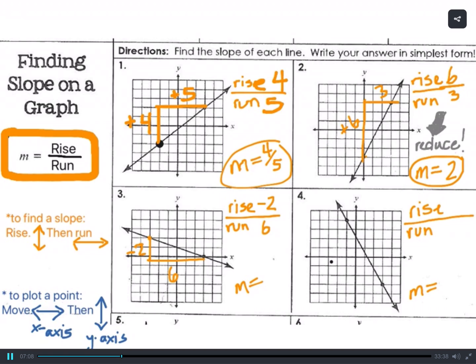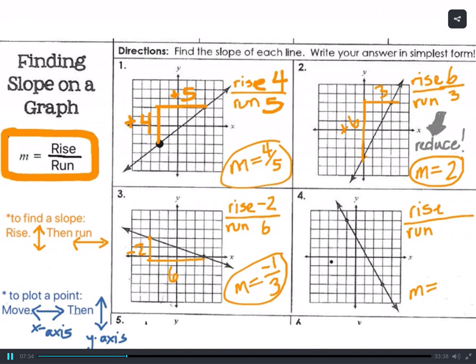And -2 divided by 6, when I reduce that, will give me -1/3, because 2 and 6 are both divisible by 2. So my slope is -1/3. And so I do want us to stop here and talk about looking at our slope.